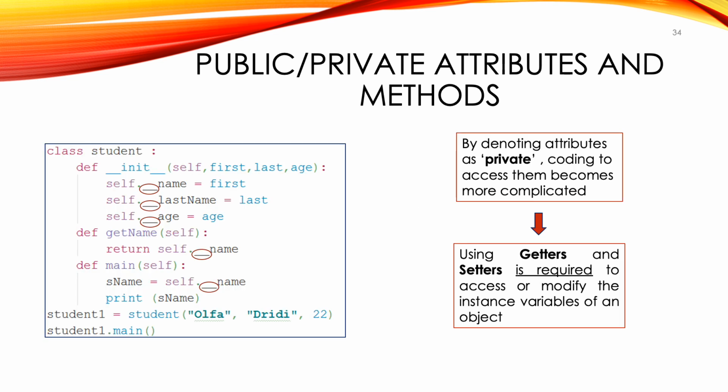Now we have the student class revisited. This is the proper way to write the student class. We define the attributes name, last name, and age as private attributes by adding a double underscore at the beginning of the name. Now, in order to access those attributes, you need to use getters and setters because they are private. You cannot access them directly.